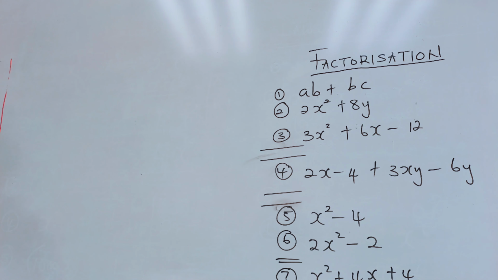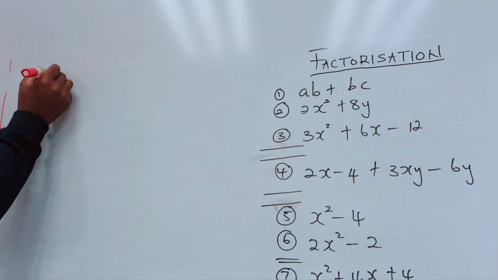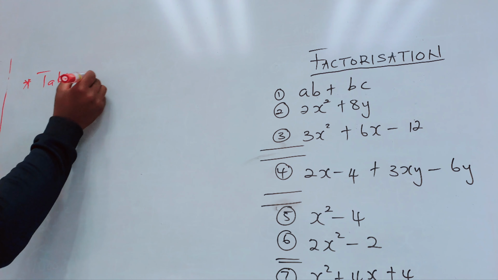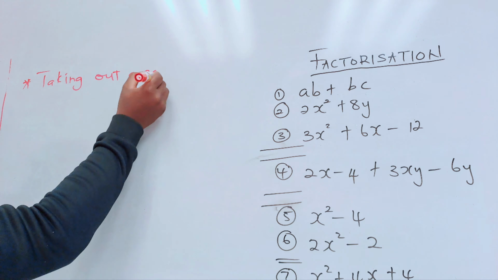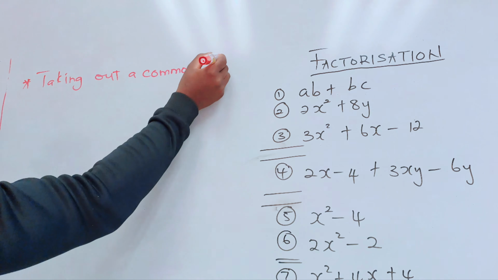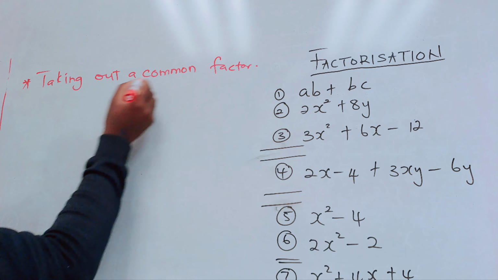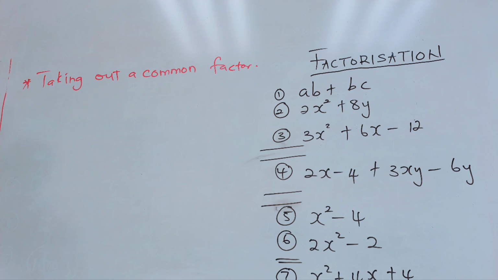Hello guys, in this video we are doing factorization, where we will start with factorization by taking out a common factor. By taking out a common factor, whenever you are given a question, you check whether you have a common factor between two terms or three terms. It can be more than two terms, then we have to check for a common factor.